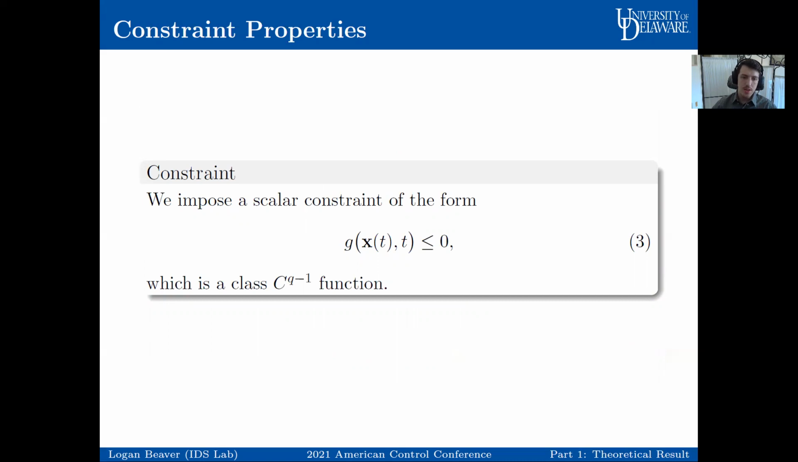And we require g to be a class C^(q-1) function. So the idea here is we need to be able to take q derivatives of g, where q is the minimum number of derivatives required so that any part of the control input explicitly appears in the function g. And this is very standard for what we're doing in optimal control. This is not at all sort of a ridiculous thing to ask for.